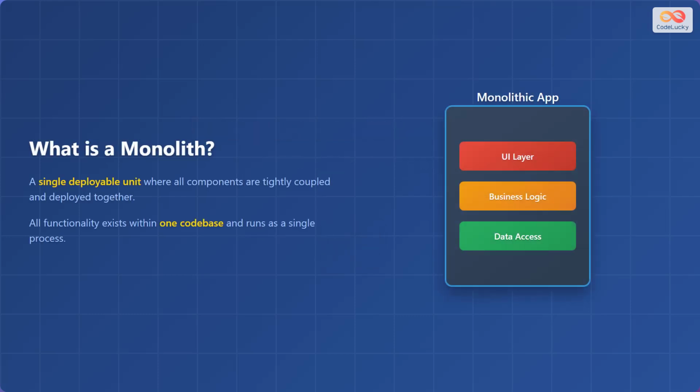Let's understand what a monolith is. A monolith is a single deployable unit where all components are tightly coupled and deployed together. All functionality exists within one codebase and runs as a single process. As you can see in the diagram, all the layers like user interface layer, business logic layer, and data access layer reside in one place. In short, it's one big application.